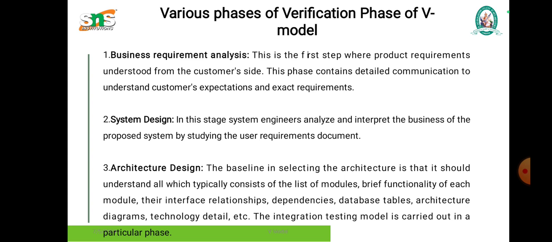And the second phase is system design. In this stage the system engineers analyze and interpret the business of the proposed system by studying the user requirements documents. And the third phase is architecture design. This is the baseline in selecting the architecture, which typically consists of the list of modules, and each module explains its brief functions and their interface, relationships, dependencies, database tables, architecture diagrams, etc. So the integration testing model is carried out in this particular phase.